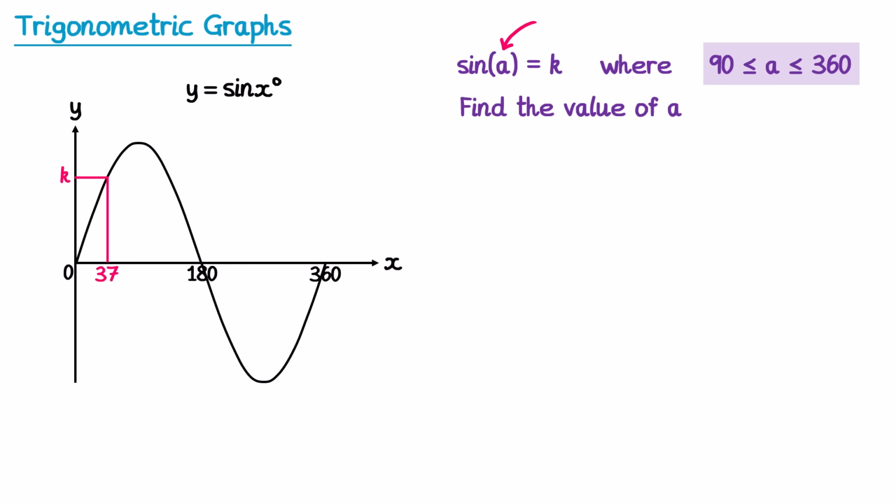So we're looking for another value that we can input into the sine function to get the same k value out. If you continue the horizontal line from k across, you can see we hit the graph in a second place.